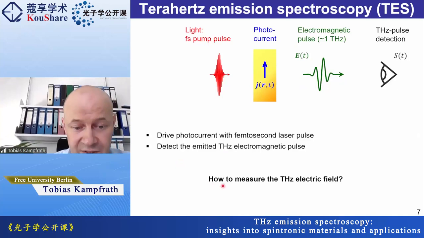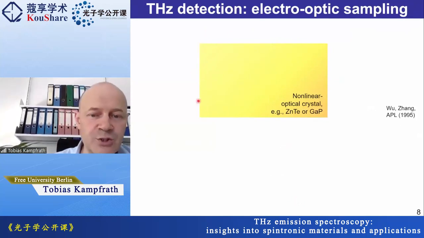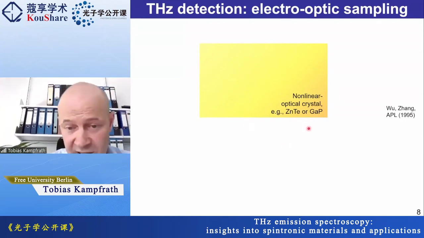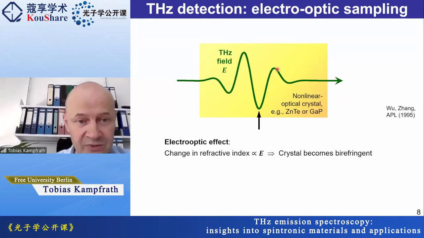And well, this can be done indeed with a very nice technique. And this technique is called electro-optic sampling. And I show it schematically here. So what we have here is a so-called electro-optic crystal, for example, zinc telluride or gallium phosphide. Now we send a terahertz pulse into this nonlinear optical crystal.